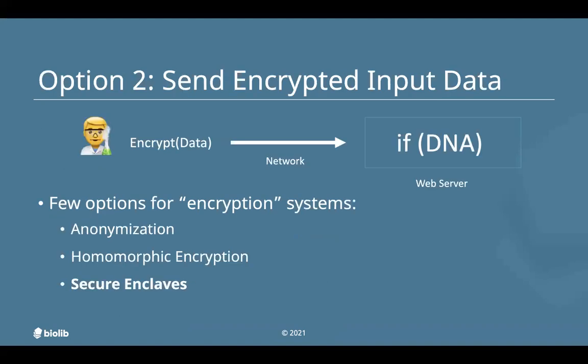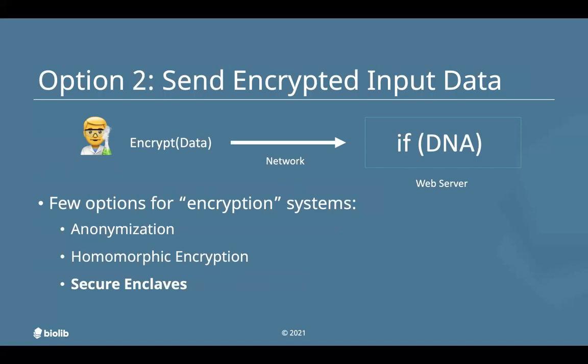Cool. So the other option for doing zero knowledge computation is, if there was a way we could transform the input data before we send it over the network, such that it was unreadable by the web server, while at the same time being able to do the same machine learning or computation on the data, then we would still have zero knowledge security, right? Because we wouldn't leak any information to the web server.